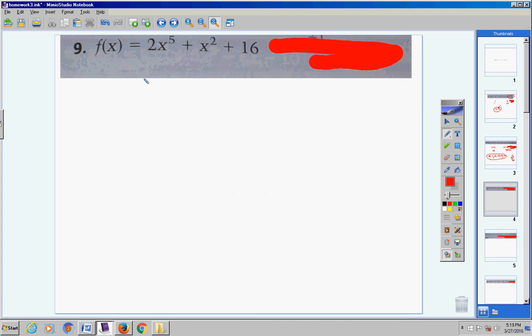Number 9. Step 1, make sure this is written in standard form, which it is. Step 2, write down your lead coefficient. Write down your constant term. Write out all the factors of this number here. Well, that's 1 and 2. Write out all the factors of 16. Well, that's 1 times 16, 2 times 8, and 4 times 4.